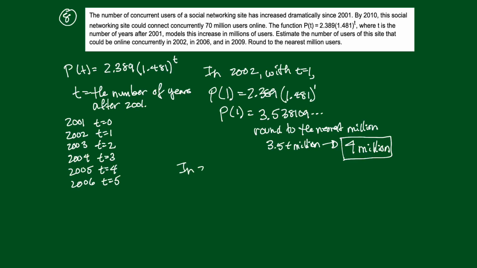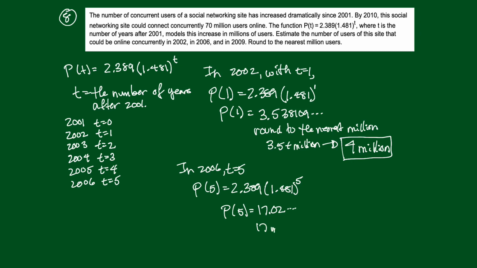Now in 2006, we're going to have t equal to 5 because we're 5 years after 2001. So we'll get P of 5 is equal to 2.389 times the quantity 1.481 raised to the 5th. And I am getting that P of 5 is equal to 17.02. So I'm going to say that this is about 17 million. I'm going to round to the nearest million, and I think I'll leave it there.